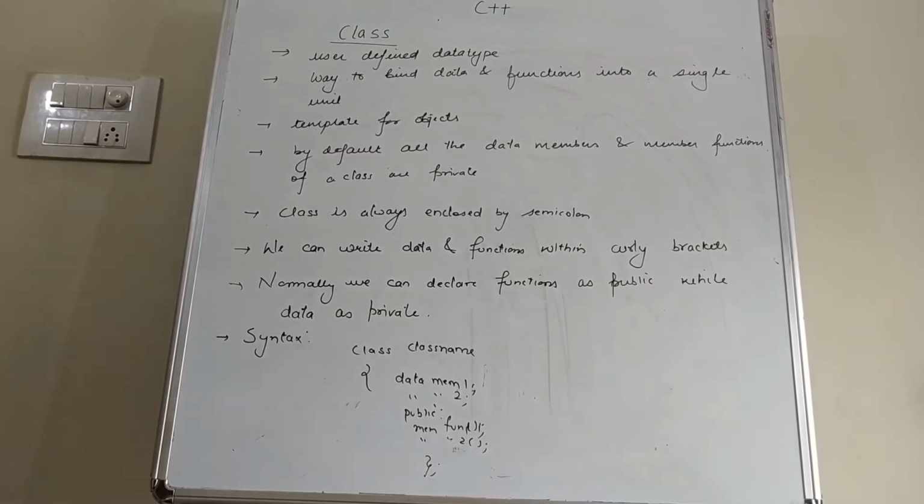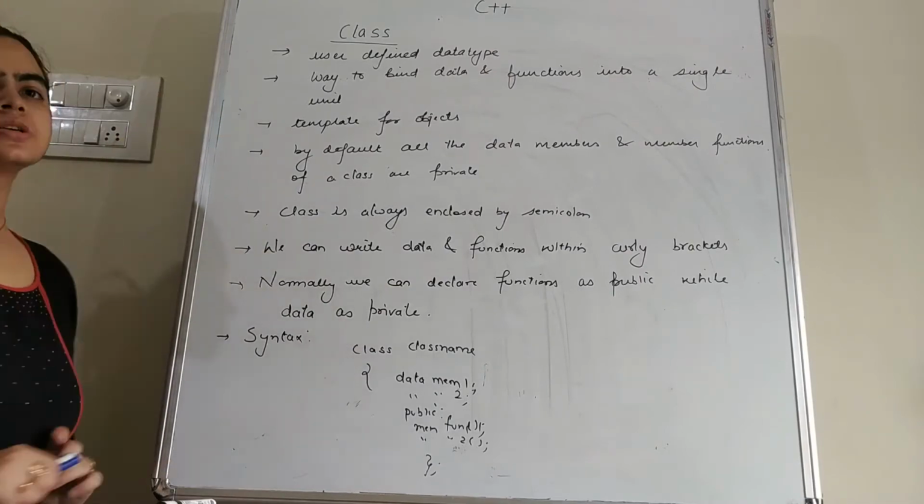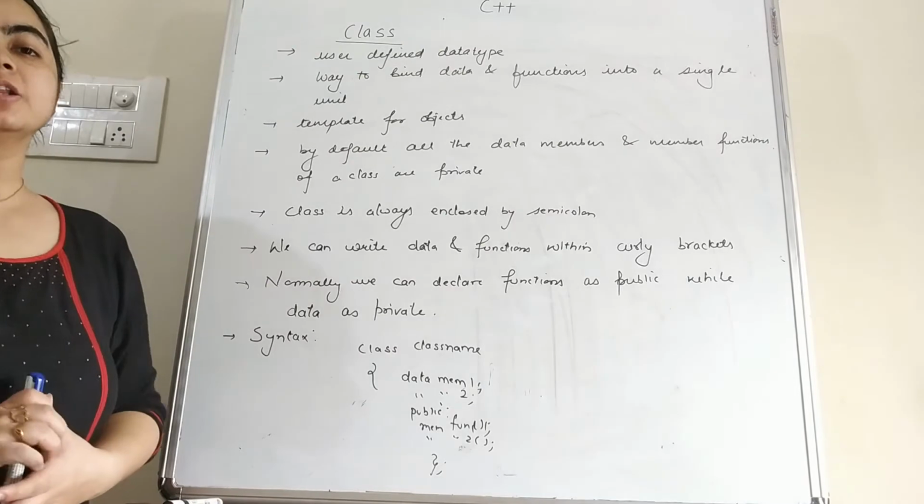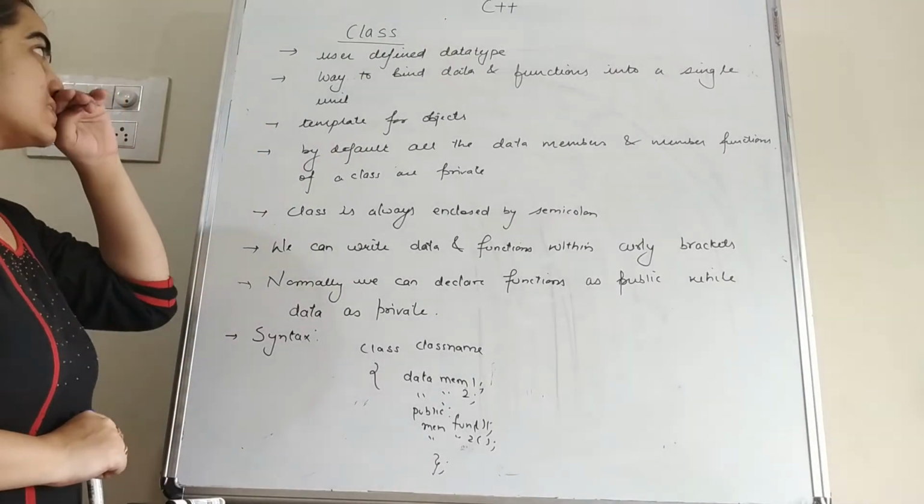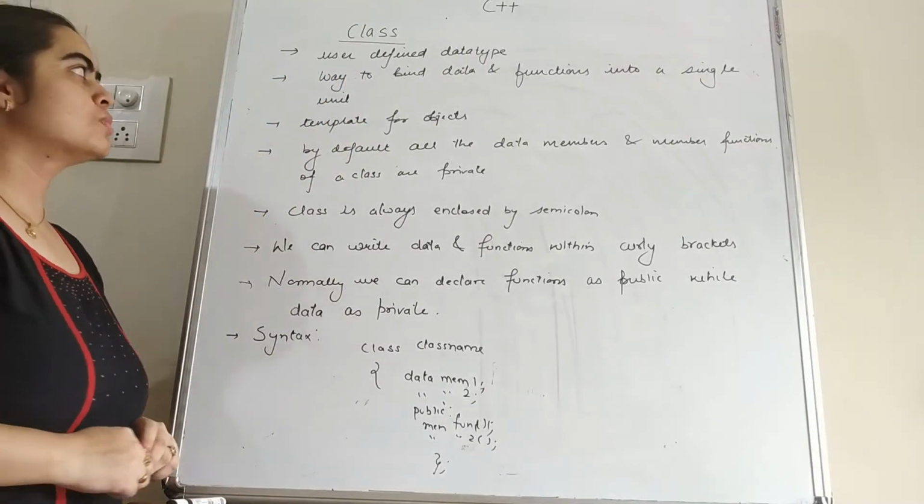So these are the points that are related to the class. First, class is a user defined data type. That means class is created by the user according to their own needs. Second, class provides a way to bind the data and functions into a single unit.